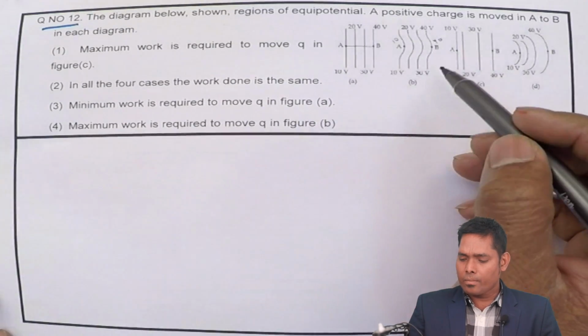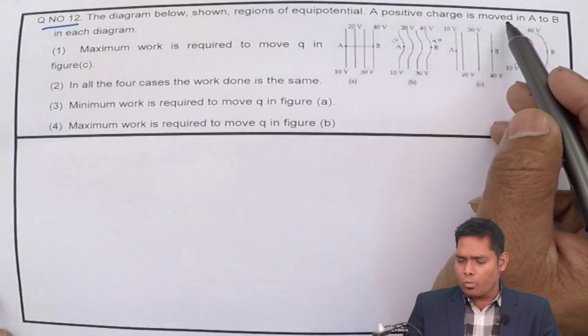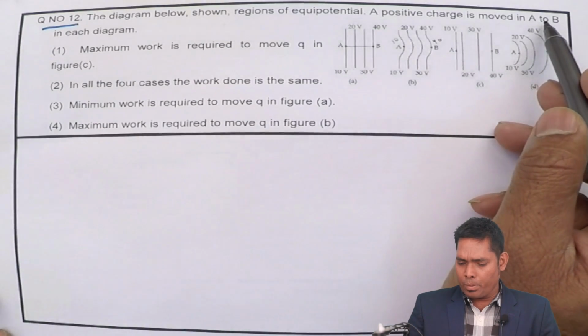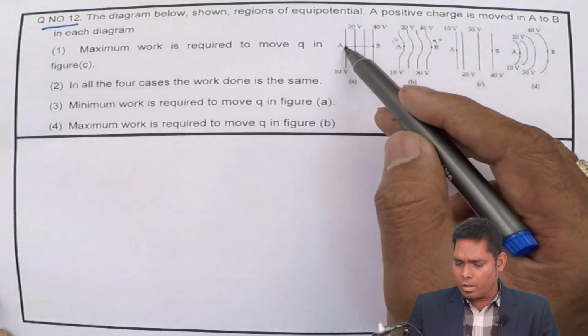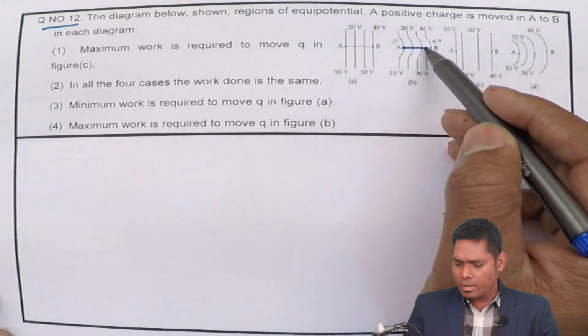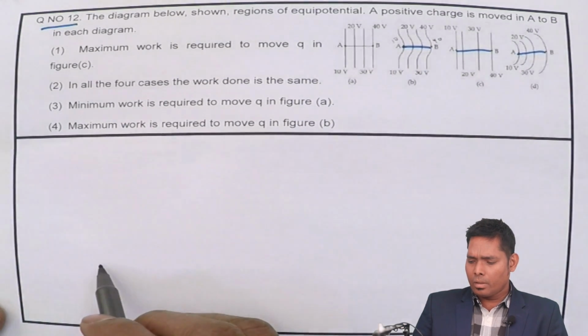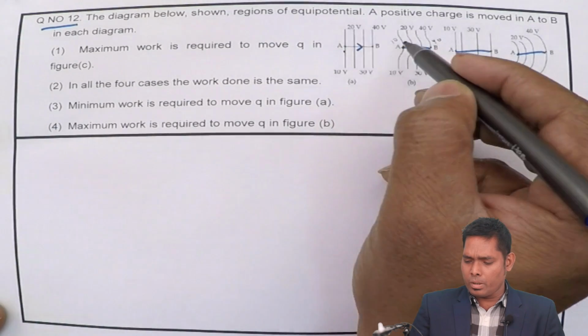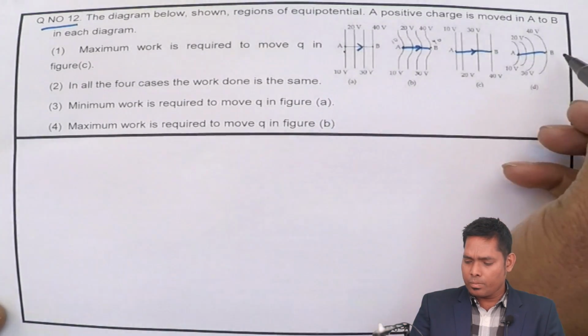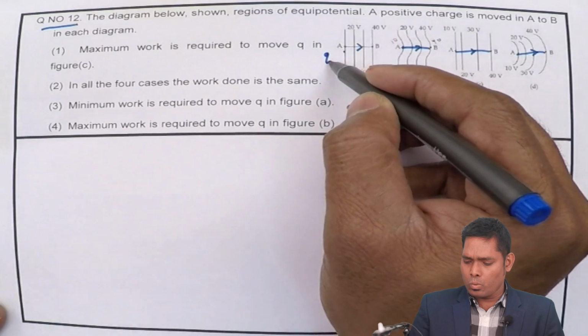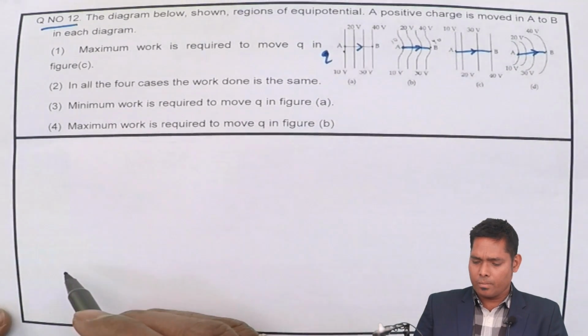Equipotential surfaces. A positive charge is moved from A to B. Here it is like that, here it is like that, here it is like that, here it is like that. The charge Q is moved from A to B.